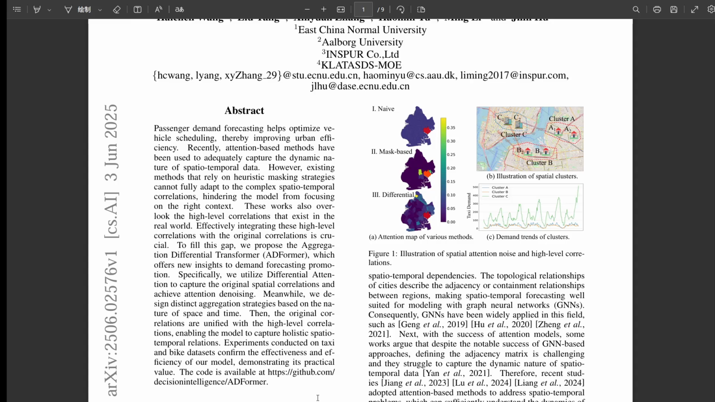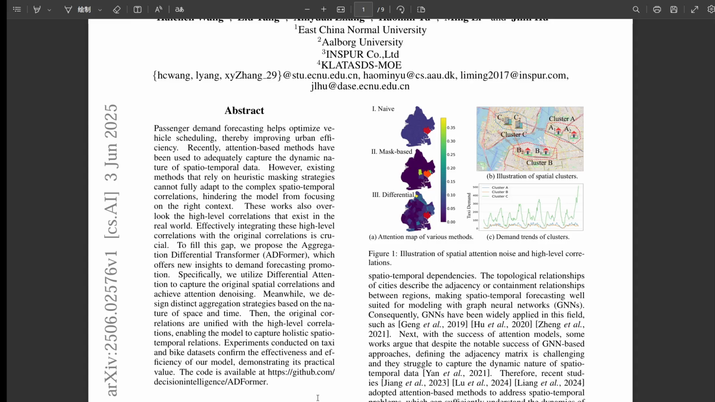Okay, so GNNs have limitations there. What about the attention-based methods? You said they're better at dynamic connections. They are, generally. They can learn to pay more attention to certain regions or time periods as needed. But even they, this paper argues, tend to suffer from two main problems. Ah, okay, and this is where ADFormer starts to make its case, targeting these specific issues. The first one they mention is attention noise. What's that? Yeah, attention noise.